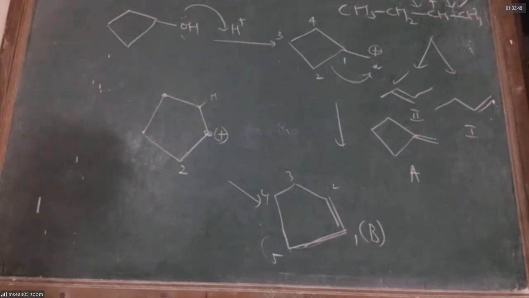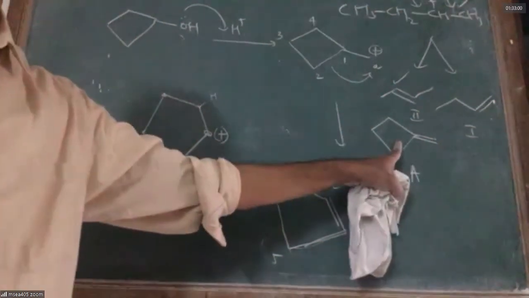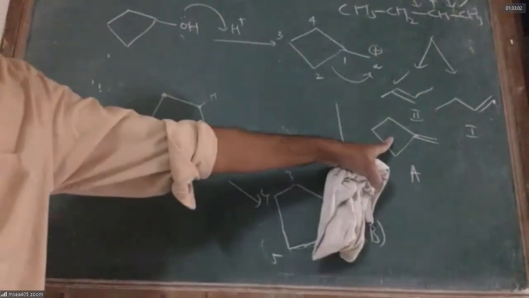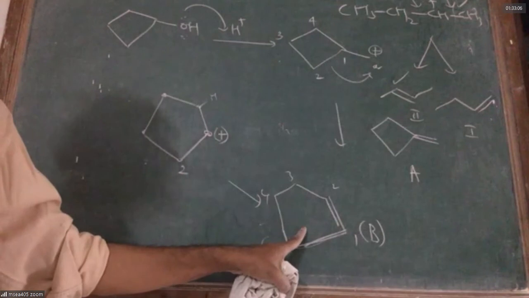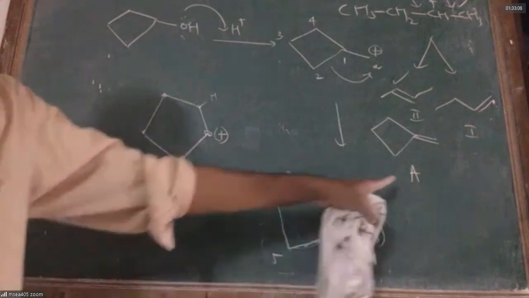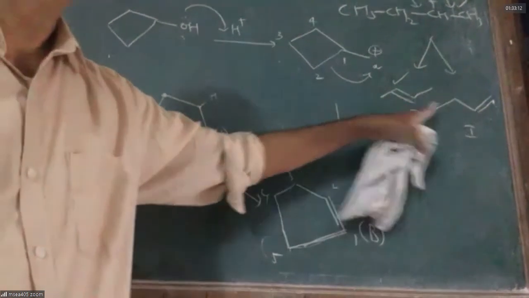Sometimes the carbocation, if it is not stable, may undergo rearrangement. When it undergoes rearrangement, always remember that 5-membered rings and 6-membered rings are stable, while 4-membered rings are not stable. Therefore, the 4-membered ring wants to change to a 5-membered ring and give a cyclopentene. It is major; 2 is major, 1 is minor.